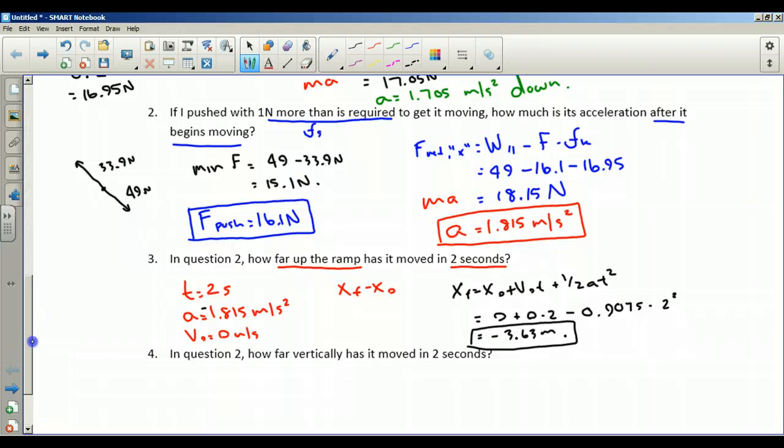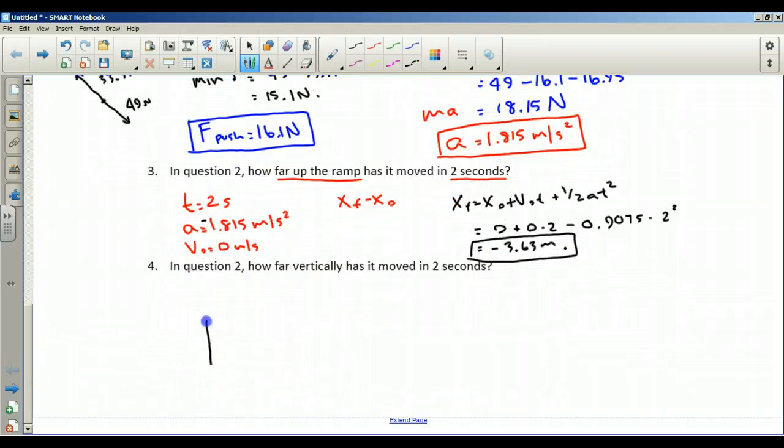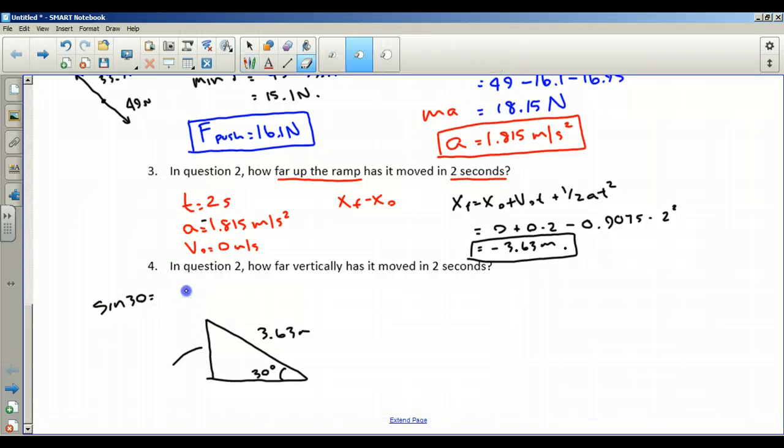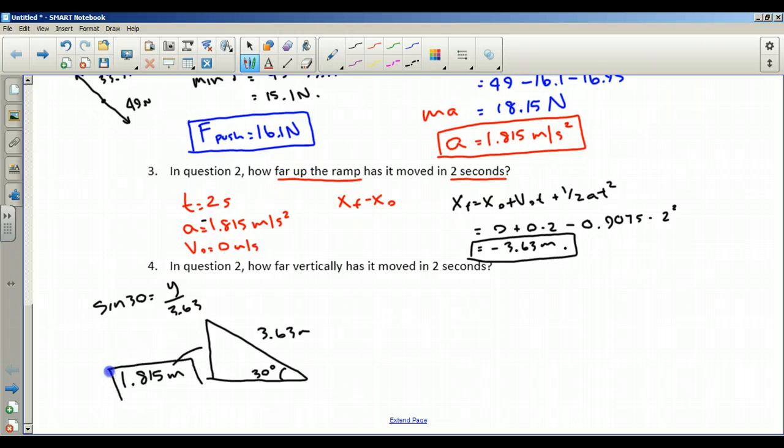And the final question on the first page is, how far vertically has it moved? Well, if we think about it like a mini triangle, if our angle down here is 30 degrees, and we have a distance here of 3.63 meters, we're looking for this side here. We're going to use the sine of 30 is our y direction divided by 3.63. So this side ends up being half of 3.63, or 1.815 meters. So it has fallen 1.815 meters in the first 2 seconds.